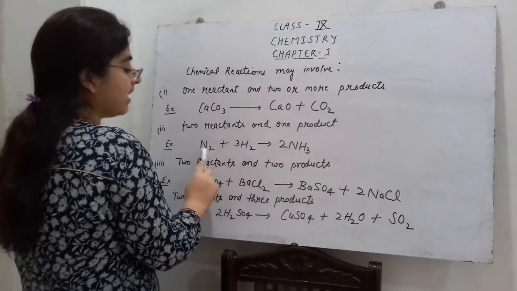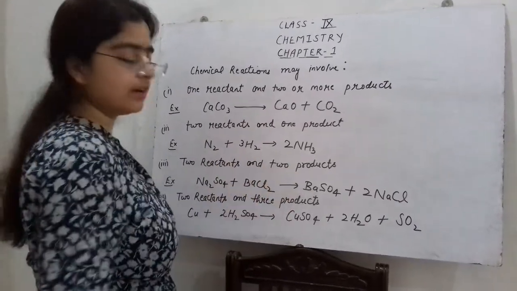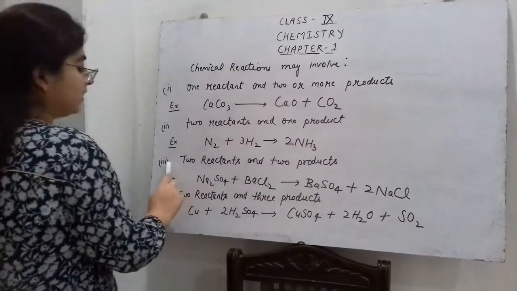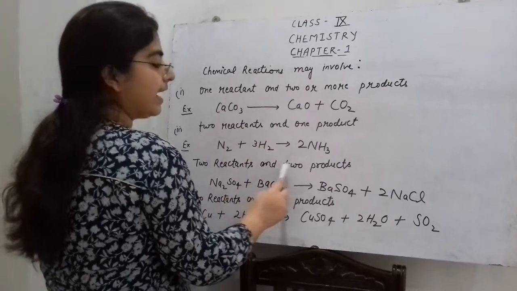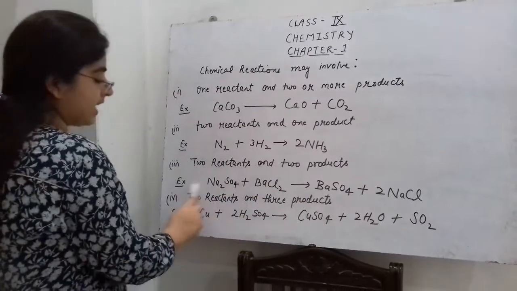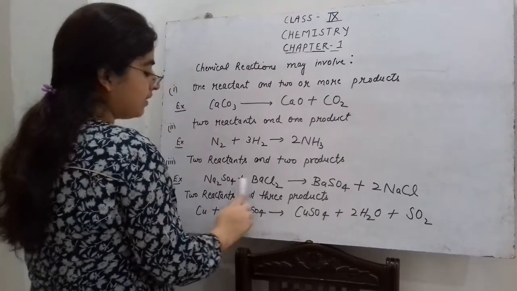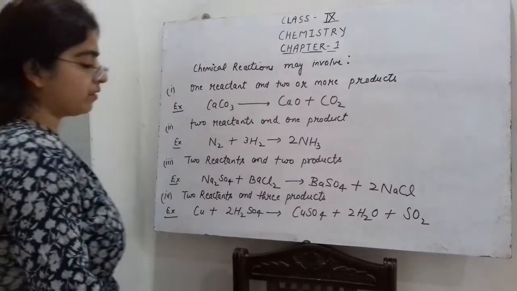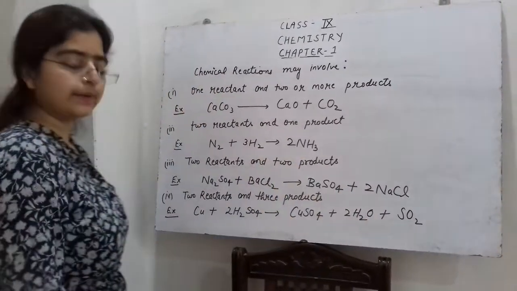Here the two reactants are nitrogen and hydrogen. They react to form ammonia. So here two reactants are there and one product is there. In the third case, a chemical reaction can have two reactants and two products. Example, sodium sulfate and barium chloride react to form barium sulfate and sodium chloride. So here two reactants are there and two products are there.